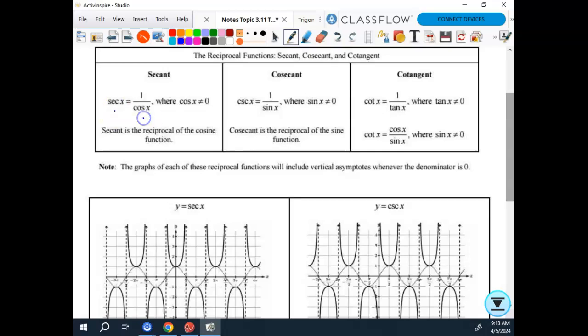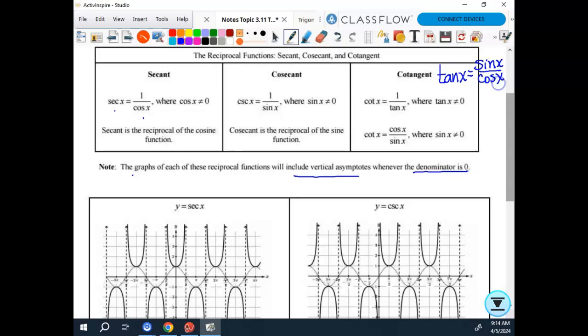Secant is the reciprocal of cosine, where cosine is not 0, and the graphs will each have vertical asymptotes whenever the denominator is 0, right? That's kind of basically what we just looked at with all those. One thing I want to add here, though, so we have cotangent is 1 over tangent. We just wrote that. That's true. But cotangent is also cosine over sine because we know that tangent x is equal to sine x over cosine x.